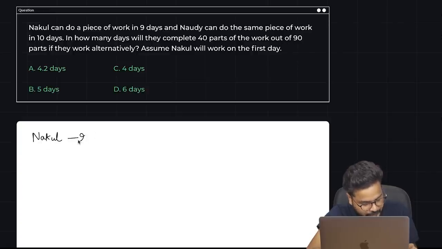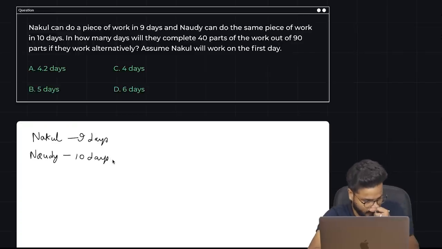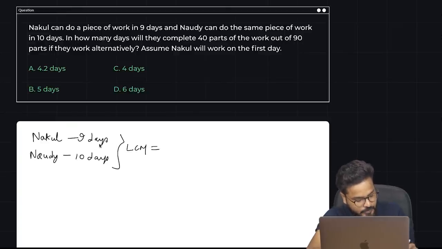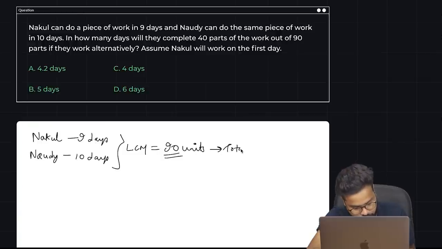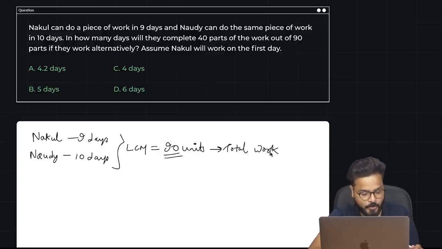Nakul can do a piece of work in 9 days and Noddy can do a piece of work in 10 days. What I'll do here is, guys, first thing is I'll take the LCM. The LCM of 9 and 10 would be 90. So I'll consider that the total amount of work is 90 units. This is the best possible way of solving the alternate work question, right?